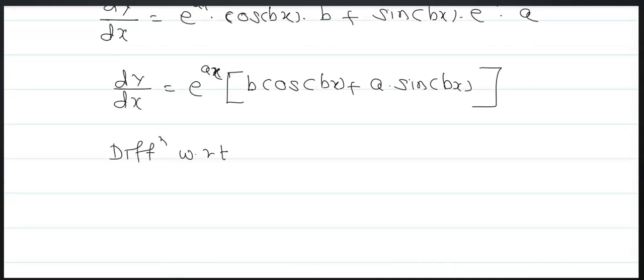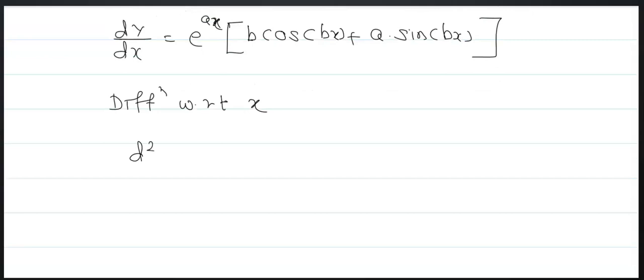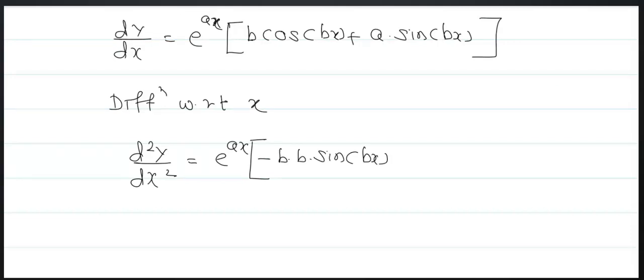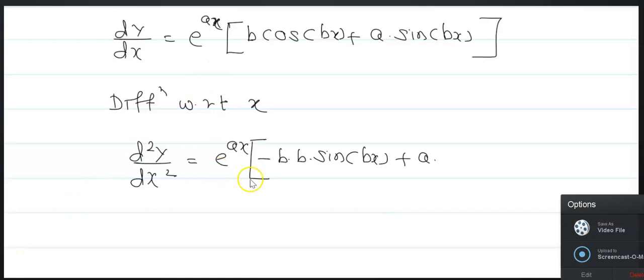Now differentiate again with respect to x. d2y by dx square is equal to e raised to ax, derivative of cos of bx is minus sine of bx into derivative of bx, which is b, and b into b, that becomes minus b square sine of bx. Derivative of sine of bx is cos of bx into derivative of bx, which is b, that is a into b cos of bx, minus b square sine of bx.